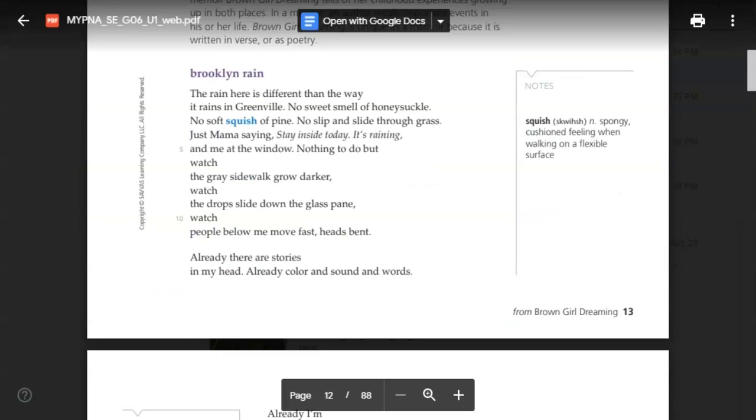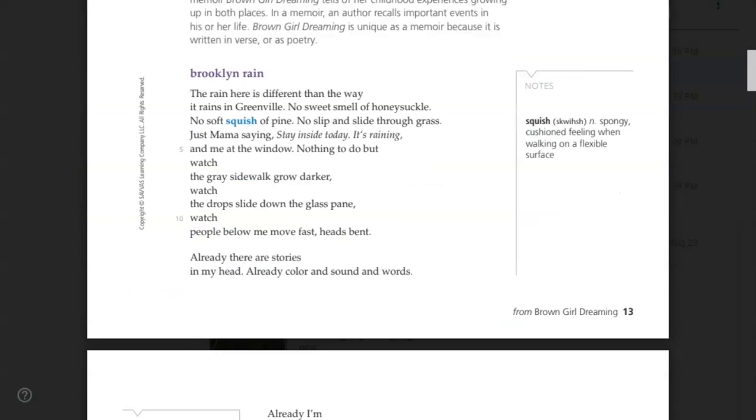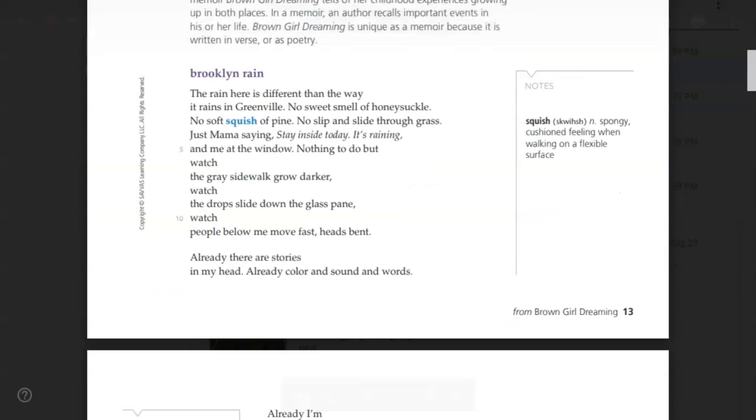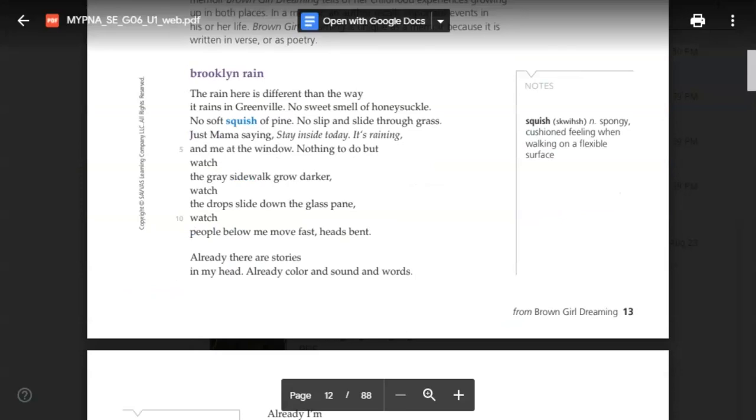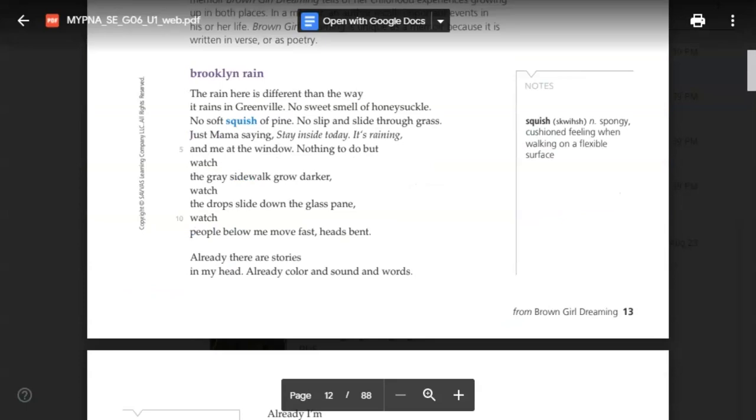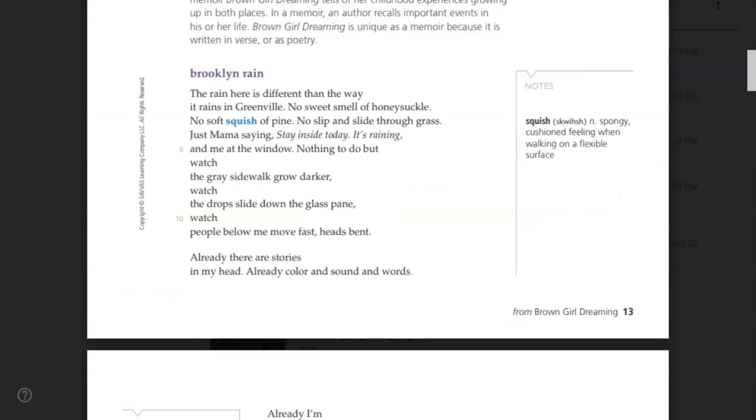Slip and slide through grass, so you can feel the feeling of slipping and sliding, right? Nothing to do but watch the gray sidewalk grow darker. Watch the drops slide down the glass pane. So this is all visual imagery, right? You can see all of this. Watch people below me move fast, heads bent. So with this description, you can see what's happening, right? She didn't write nothing to do but watch the gray sky, the rain, the people, right?